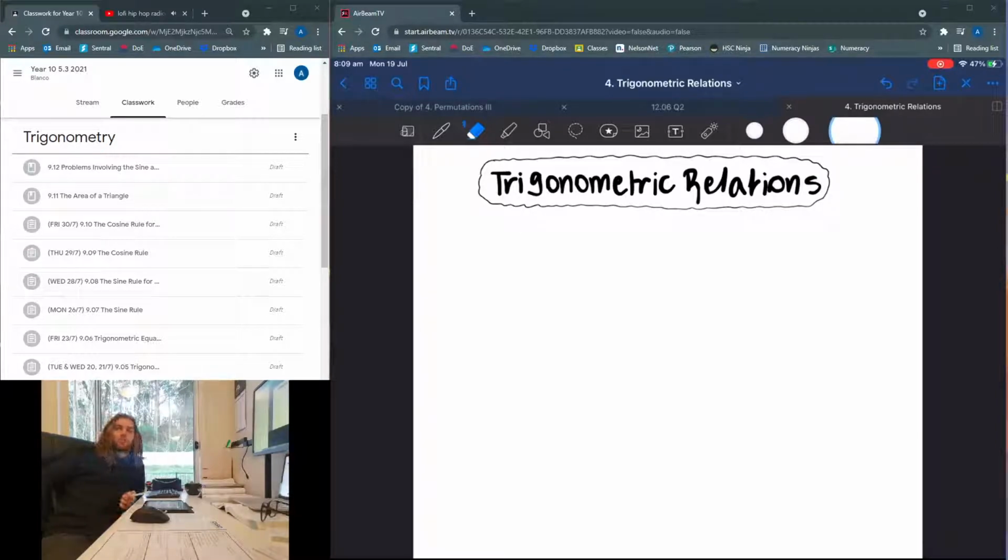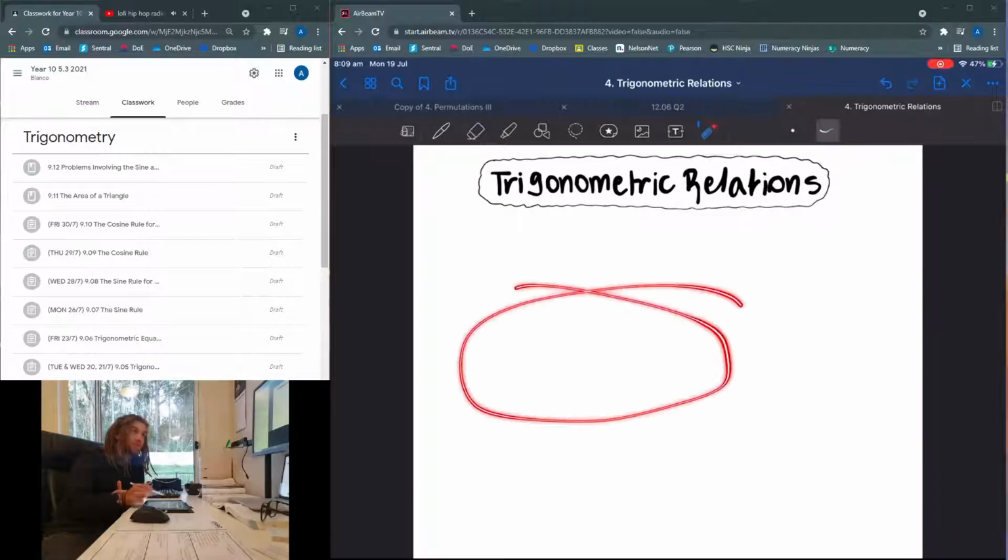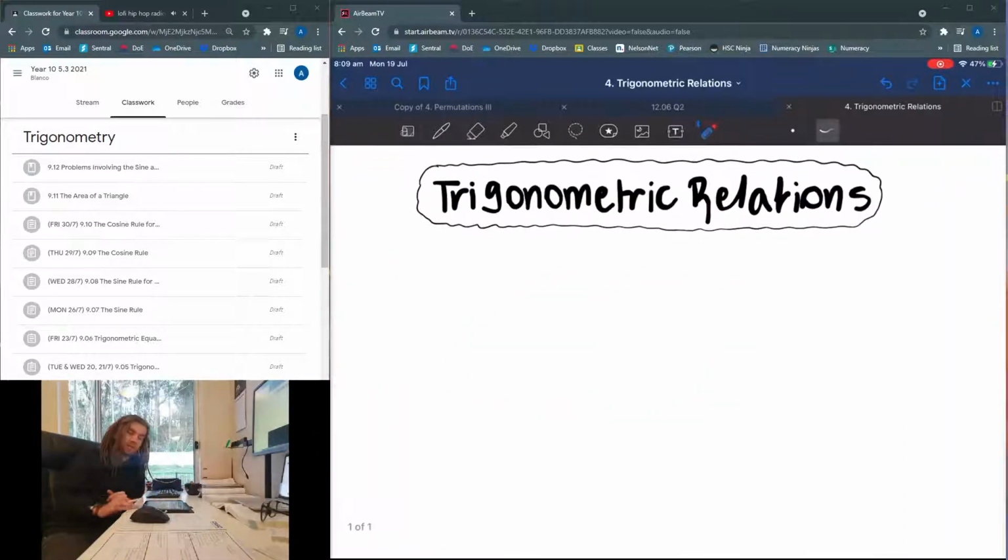I guess I should talk about my setup. I'm streaming my iPad to my PC, so that's what you can see on the right. On the left, you've got our Google Classroom, which I'll talk about in a sec. My webcam, or face cam, is my phone, so that's kind of interesting. And yeah, I guess that's it.